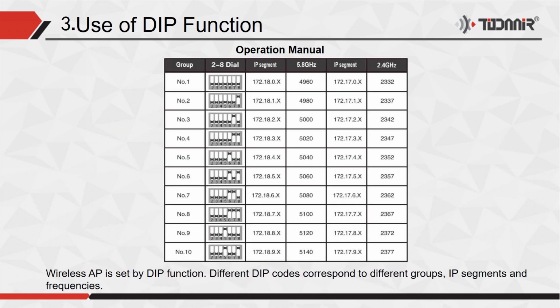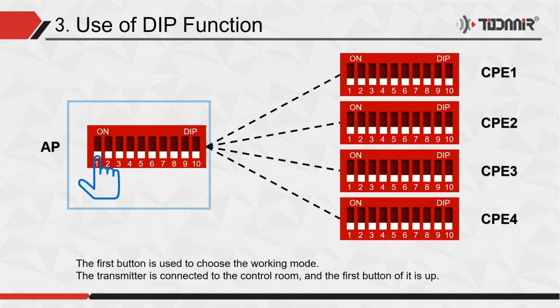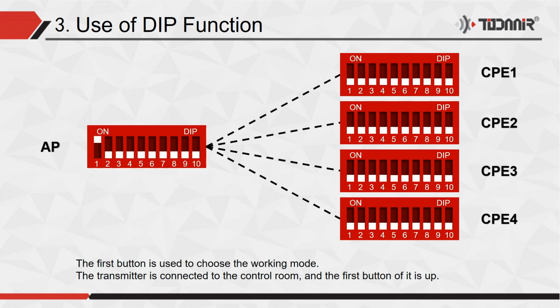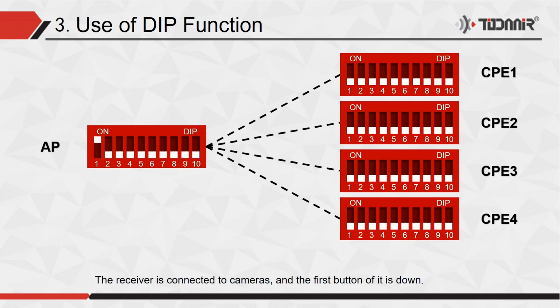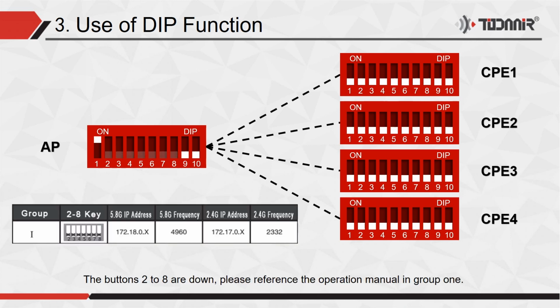Wireless AP is set by DIP function. Different DIP codes correspond to different groups, IP segments and frequencies. The first button is used to choose the working mode. The transmitter is connected to the control room, and the first button of it is up. The receiver is connected to cameras, and the first button of it is down. The buttons 2 to 8 are down. Please refer to the operation manual in Group 1.